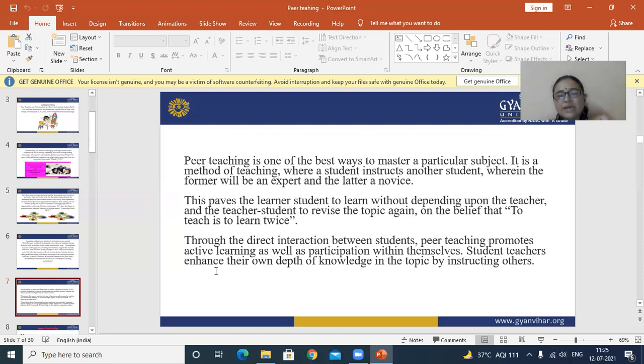Through direct interaction between students, peer teaching promotes active learning as well as participation among themselves. Student teachers enhance their own depth of knowledge in the topic by instructing others.